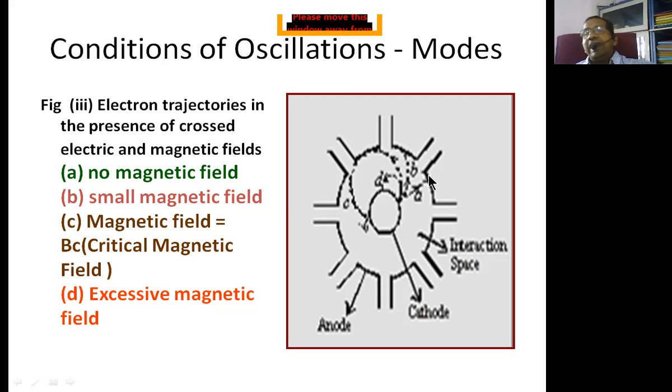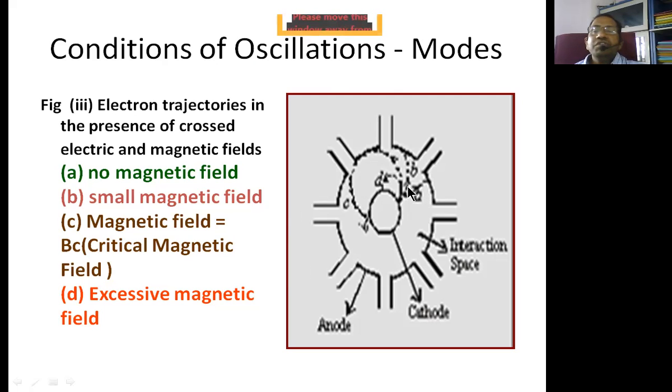We want AC at the output, so there is no question of any AC. There is no rotating field. There is no varying field. Since there is no varying field, these A field lines are generated when there is no magnetic field. The next case is B, where we increase the magnetic field a little bit from 0, which is known as a small magnetic field.